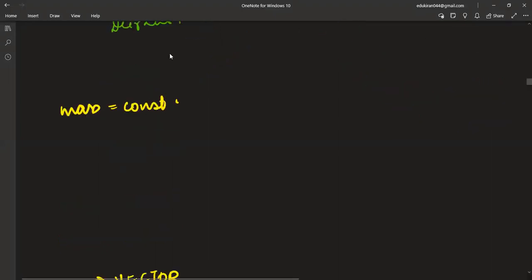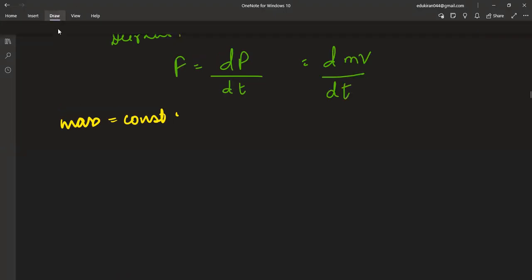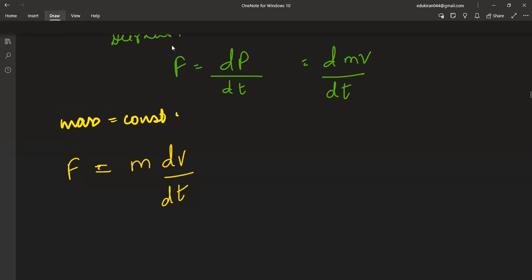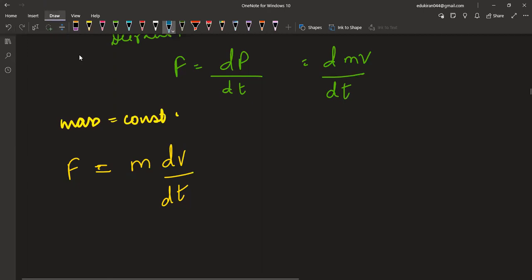If F is equal to dp over dt, you can write the formula of momentum as mv over dt, right? If mass is remaining constant, when you are differentiating, this becomes m dv over dt. Can any one of you tell me what is this dv over dt?